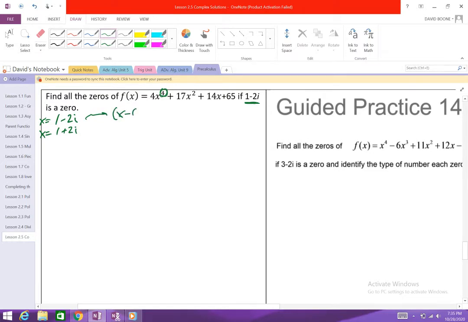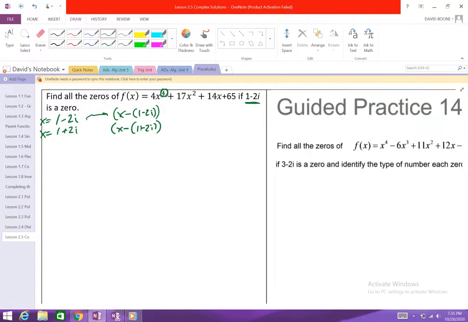So what I know then is that x minus 1 minus 2i and x minus 1 plus 2i are factors. Again, just like if I knew that, let's say, x equals 3 and x equals negative 3 were roots, I would know that x minus 3, so that opposite one, and x plus 3 are factors. All right? So kind of that same concept. Just got a little more complex numbers here.